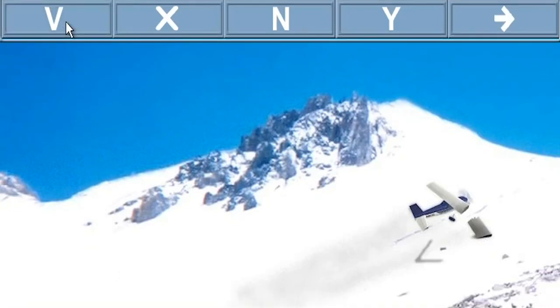A large V means require assistance. A large X means require medical assistance. A large N means no or negative. A large Y means yes or affirmative. A large arrow pointing in the appropriate direction means proceeding in this direction.